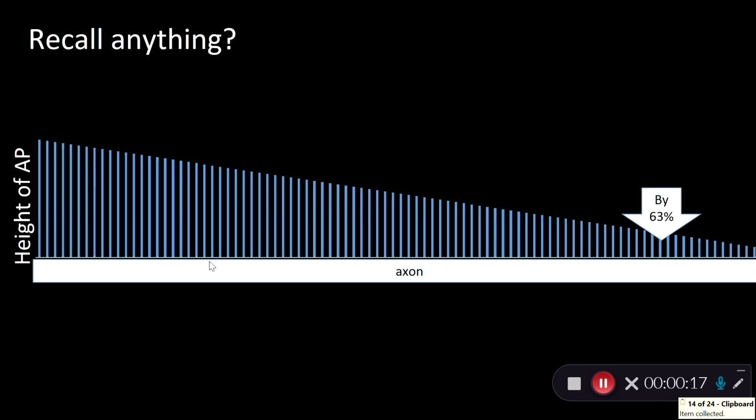And here is a chart showing how the action potential drops when it travels along an axon. So this is the original height, and it's going to eventually disappear. But before it disappears, it will reach 37% of the original height, which is dropped by 63%. Okay, does this number recall anything?